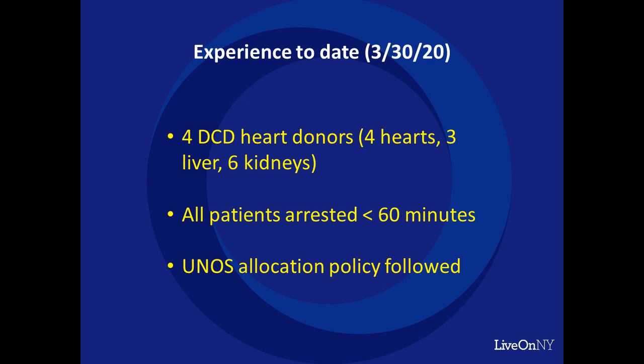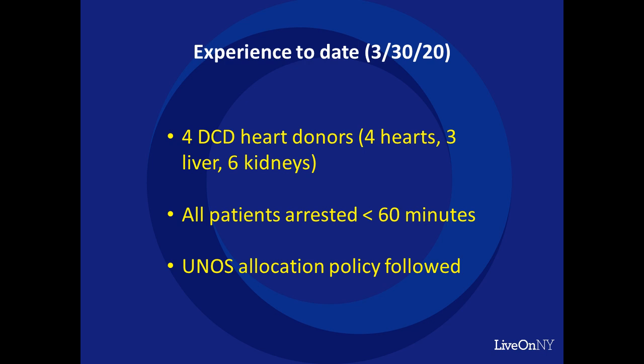It was just beyond amazing that the very first donor was a heart-only donor. And we all know how rare they are, but it was a patient with cirrhosis and very severe kidney failure. So without this heart, this patient would not have been a donor. That heart worked right away after transplantation. After the other 3 patients, there were 3 additional hearts, 3 livers, and 6 kidneys that were transplanted. Again, all of the patients did arrest within 60 minutes.